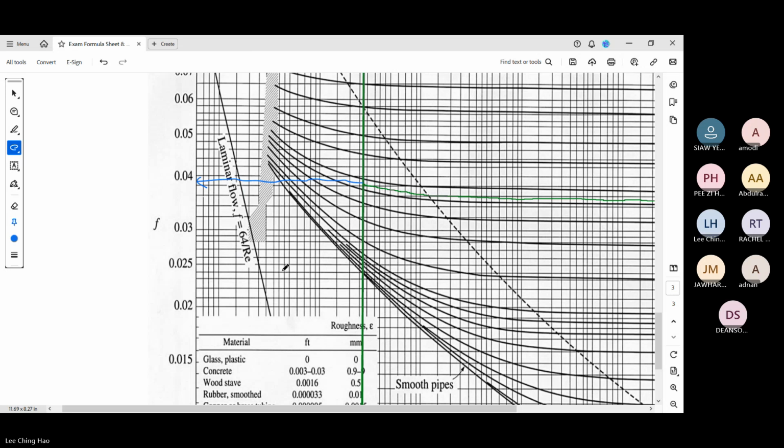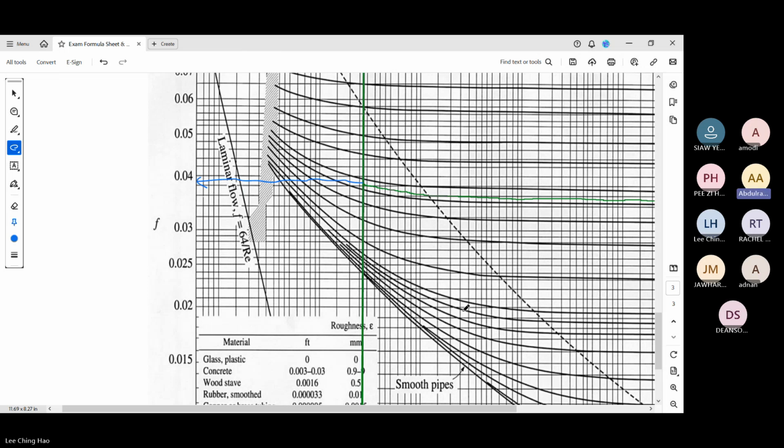So now you have f, you have this length, you have the velocity, you have g. Then you can find hL equals 0.39 times 53 cm, which is 0.53, over 0.03, times velocity 1.0 squared over 2 times 9.81. So this is your hL.